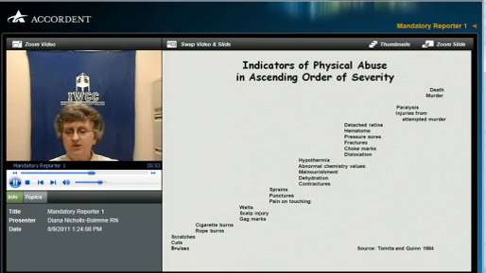When we're talking about pressure sores, we don't see as many pressure sores or that decubitus in children as we see in adults.